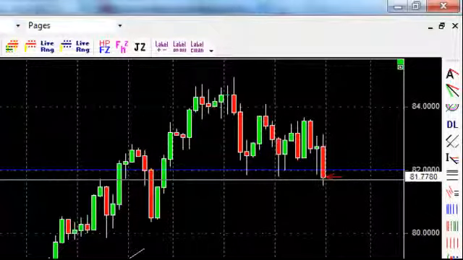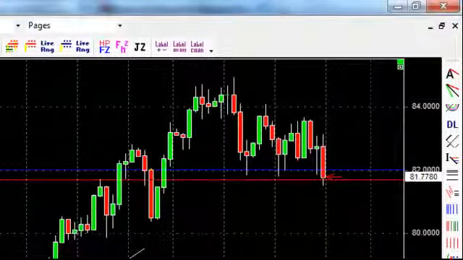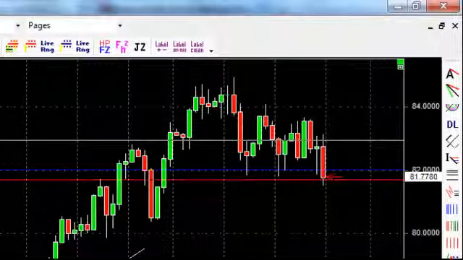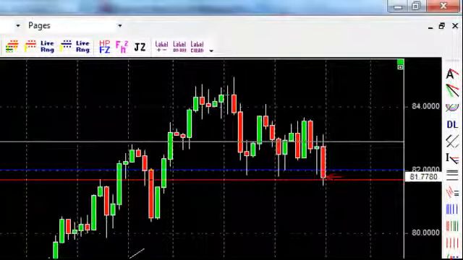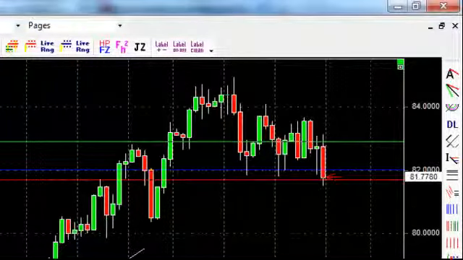Really tight stop. Okay. And we put our profit target right here at 82.90. Okay, so we'll color this one green, so you can see the colors. Okay, blue is where we wanted to enter the trade.